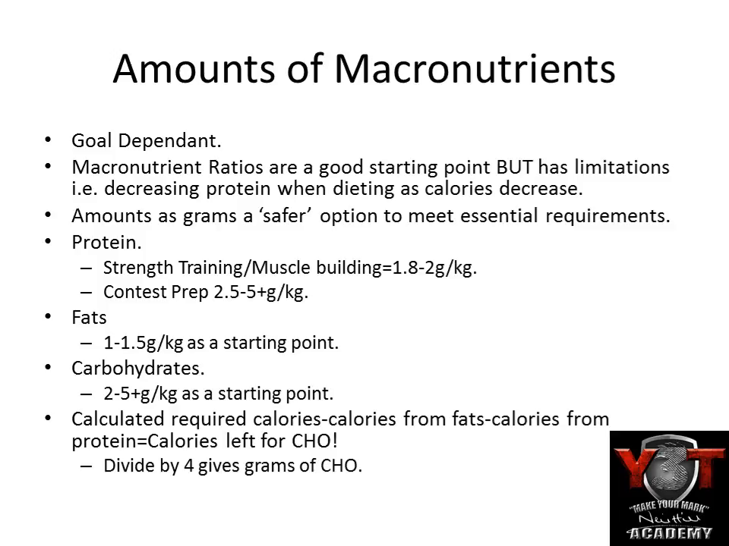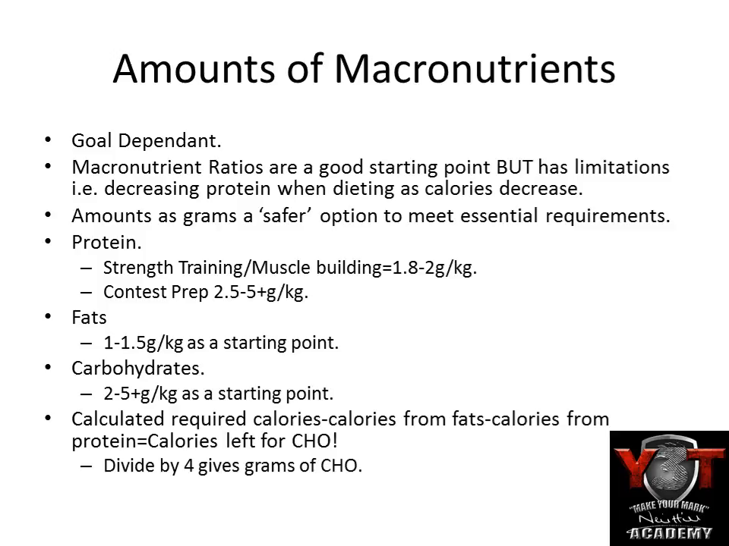So a lot of people talk about macronutrient ratio, so how much percentage protein, how much percentage carbohydrate, how much percentage fats. However, I think this is limited, and there's a reason for this. Protein is essential in the diet, okay? Fats are essential in the diet. If you're using ratios of protein, that means that as calories drop, then the percentage of protein within the diet also drops, or the grams of protein within the diet also drops.